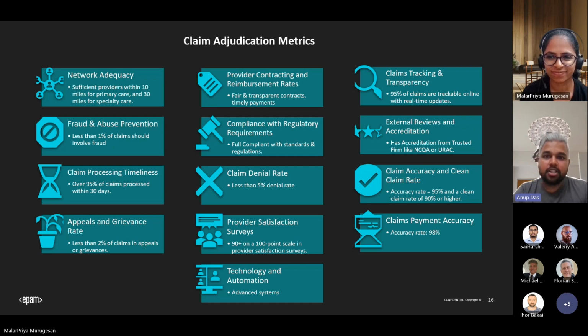And the last metric that is taken into consideration to improve claim processing is technology and automation. Now that AI is in place, manual human errors are being replaced by more efficient systems, so that errors can be removed. So I think these are the factors which help the MCO in putting a very stable claim system in place. Yeah. So Mala, over to you.